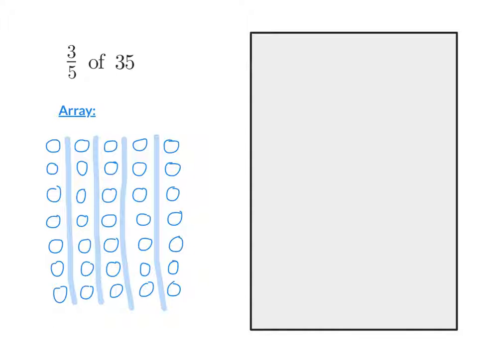7. Go ahead and draw yourself an array, a set of 35 items. It could be circles, triangles, squares. You don't need to erase your problem of the day. This is a separate thing. Go ahead and draw an array of 35.